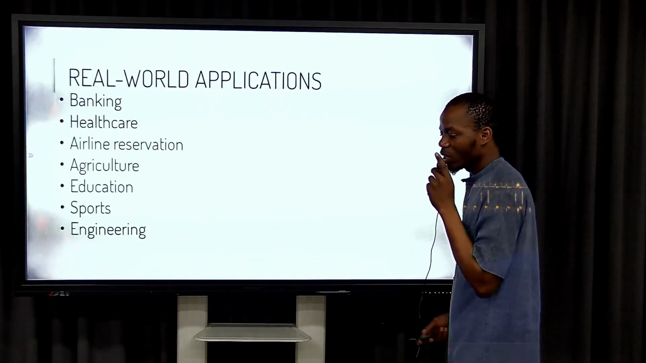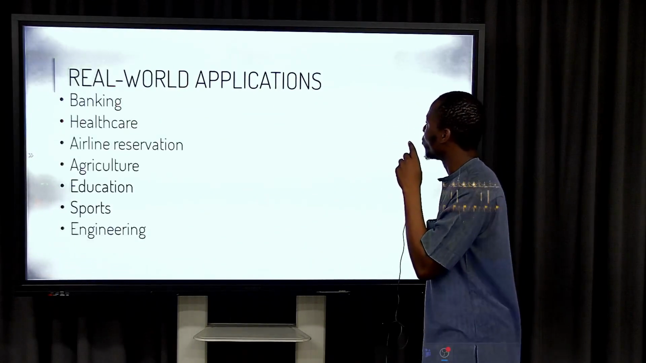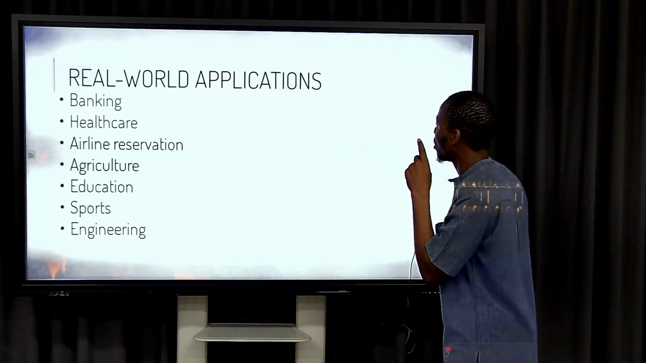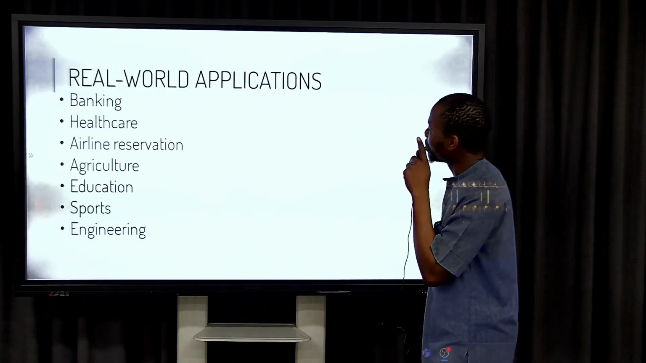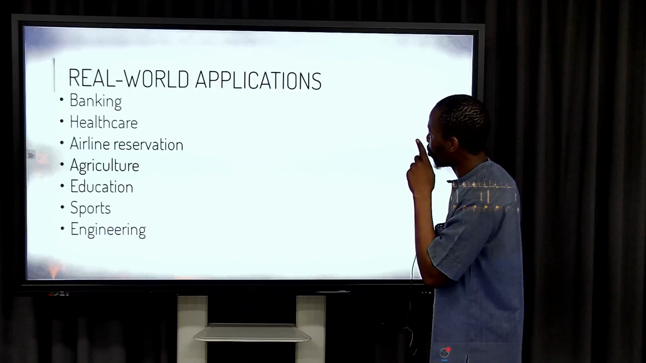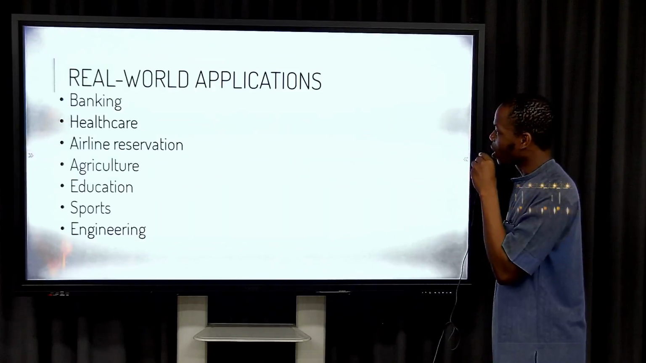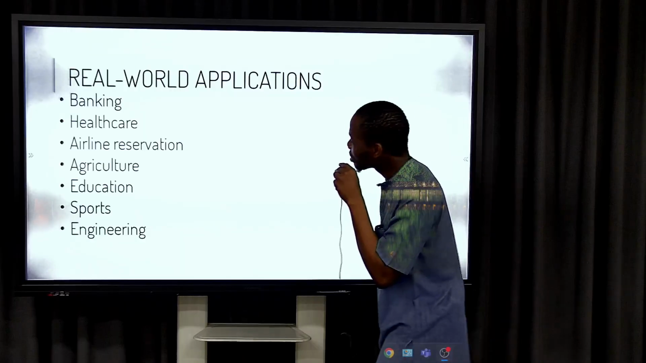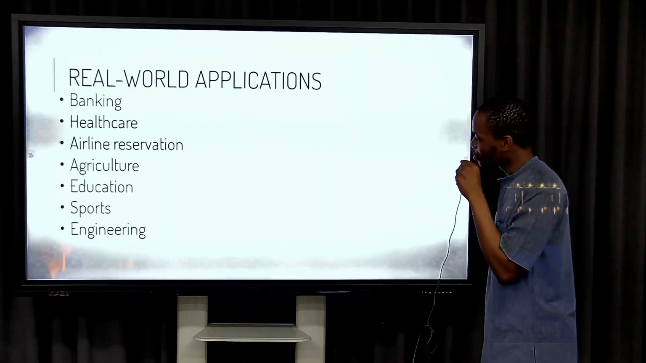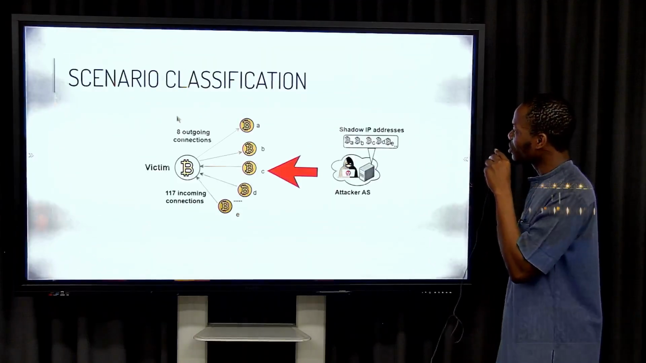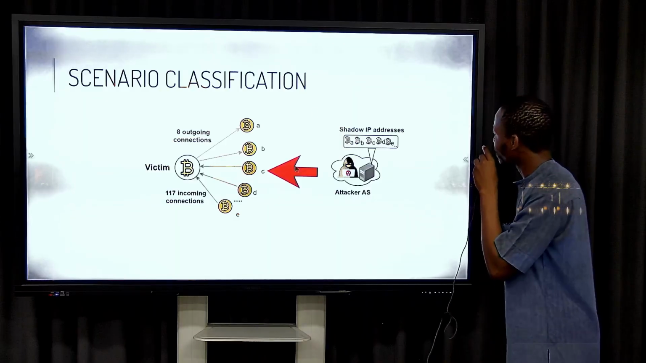So having said that, what are the real applications of blockchain, or particularly cryptocurrency in this scenario? Because we have many applications. If you are considering blockchain, we have it in the banking sector, healthcare sector, airline reservation, agriculture, education, sports, and engineering. So having said that, let's look at the scenario's classification.